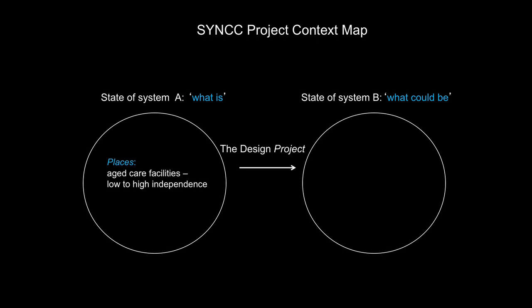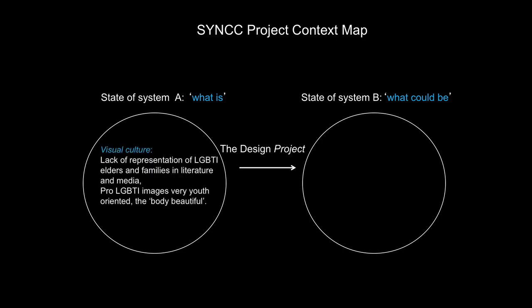The next context, very important to map, concerns visual culture and imagery. And this is often where you'll find evidence for those attitudes and assumptions that we talked about before. So as far as this project went, there was a distinct lack of representation of LGBTI elders and their families in literature and the media. And the pro-LGBTI imagery tended to be very youth-oriented, focused on the body beautiful, for example, in underwear ads. So what was found is that as far as elders go, they were very invisible in terms of visual culture. So this is very important to understand in terms of this project.